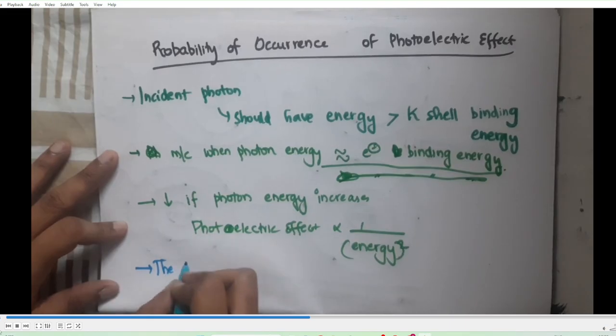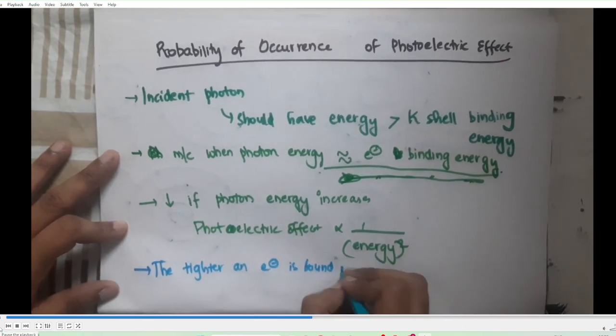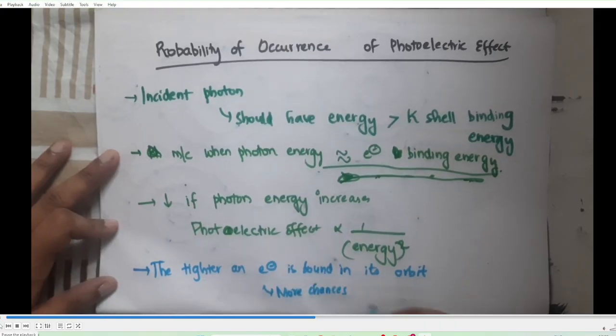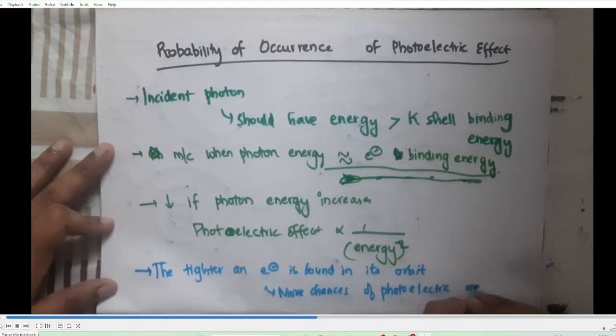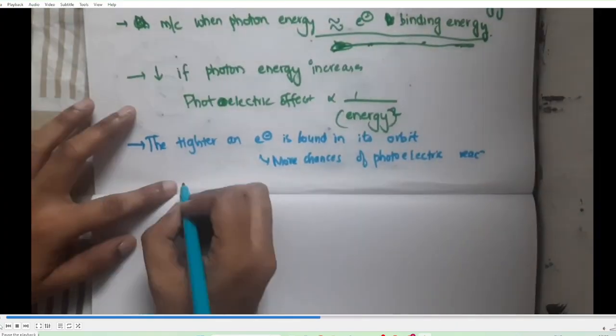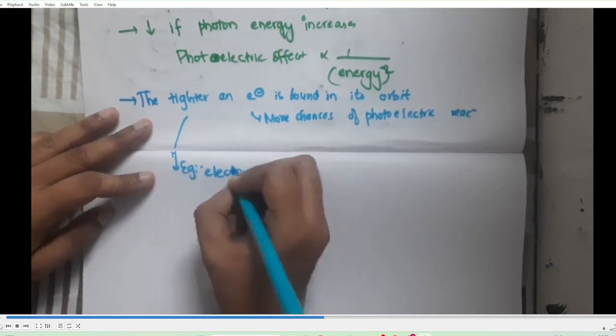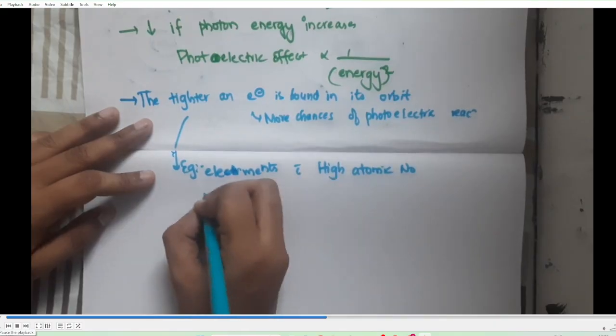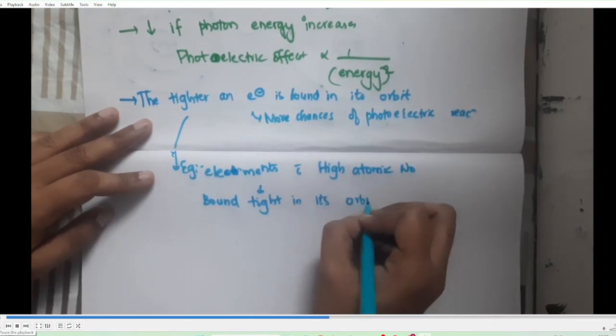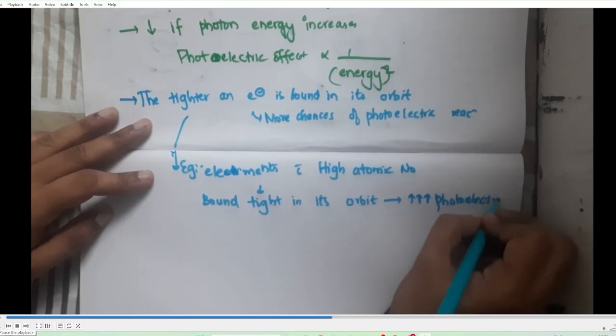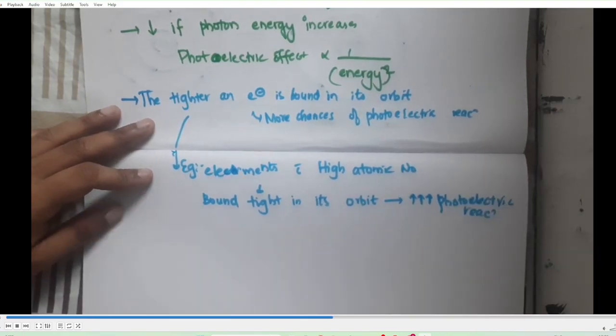Then the tighter the electron is bound to the orbit, the more likely it is involved in a photoelectric reaction. The electrons are more tightly bound in high atomic number than in low atomic number. So, most interactions in the K shell occur with high atomic number because the K shell contains the most tightly bound electrons.